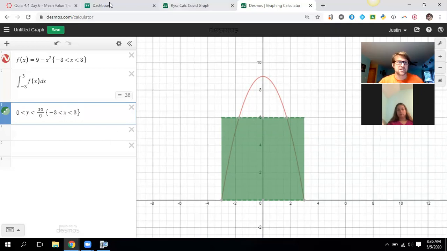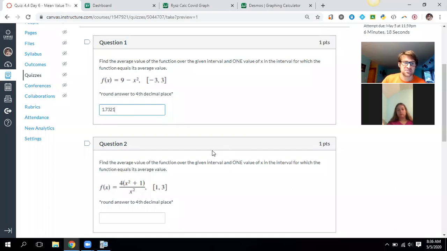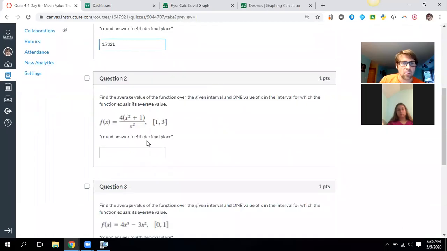So the goal is, if we go back to this question, we're going to use Desmos to help us out a little bit. If we look at this equation, when do they equal? So we have to take the integral of this function, and then divide it by the range to get the average value, and go back and set it equal to that. Okay. So let's jump into this.